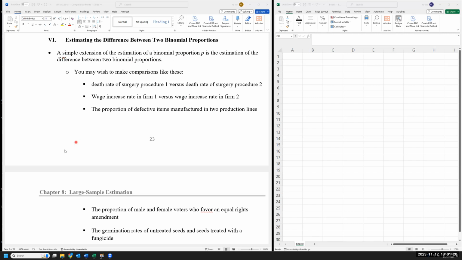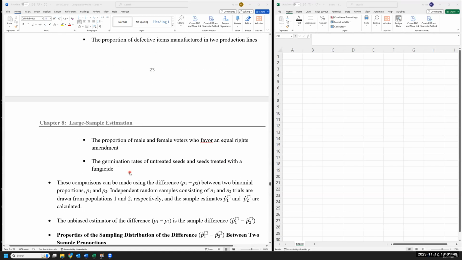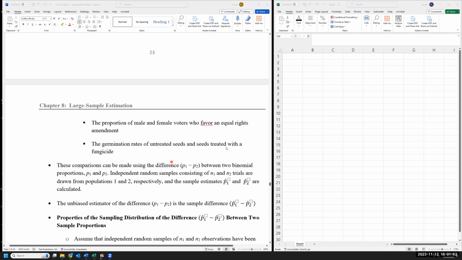So again, we have two populations. Let's say we have people in Korea and people in the United States, and we want to know the proportion of men in Korea versus the proportion of men in the United States. Something like that. There are other examples here: death rate of surgery procedure 1 versus death rate of surgery procedure 2, wage increase rate in firm 1 versus firm 2, proportion of Democrat voters in Orange County versus LA County, stuff like that, okay?